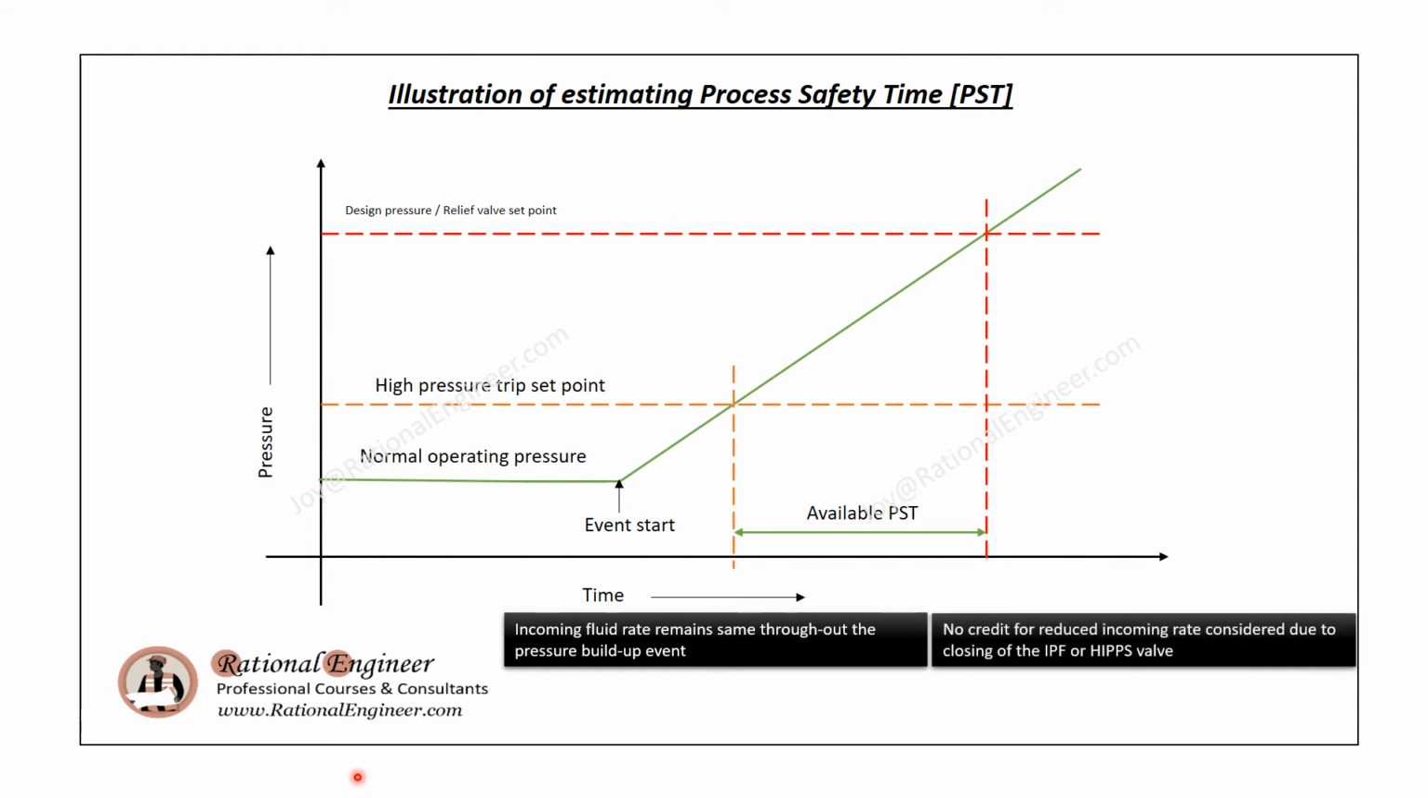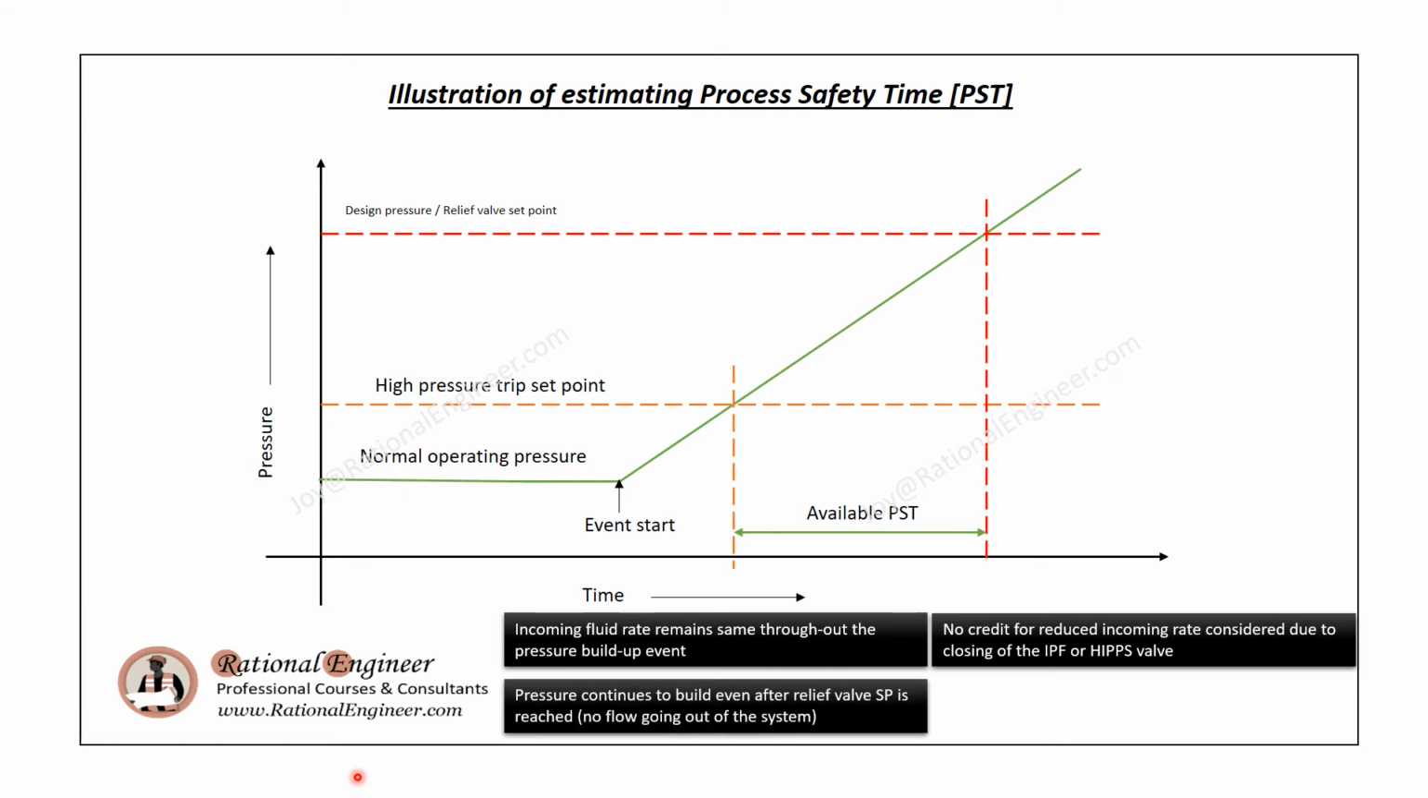Next, we do not take credit of any reduction in flow rate due to closing of the incoming valves. Initially, as these valves will start closing from 100% to 70%, then we do not observe any significant reduction in flow rate. However, during the final closure of 30%, there will be a significant reduction in the flow rate down to 0. However, we do not take any reduction in flow rate and consider constant flow rate throughout the event.